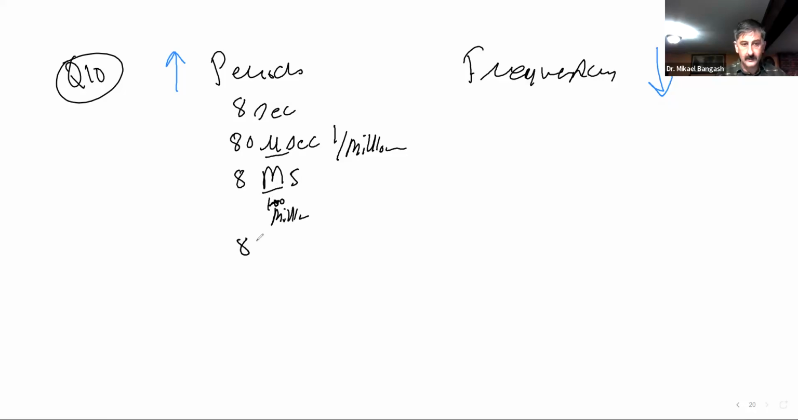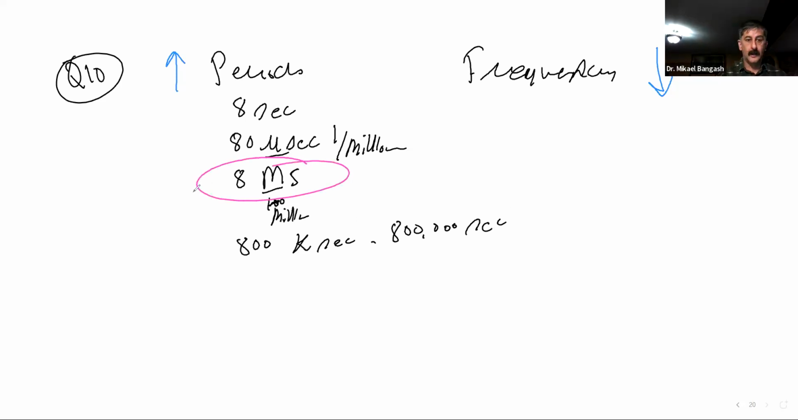And then the last one is 800 kiloseconds, but it's actually going to be 800,000 seconds. But 800,000 seconds is still less than 8 million seconds. So this one here is going to be the one with the greatest period, and hence the lowest frequency.